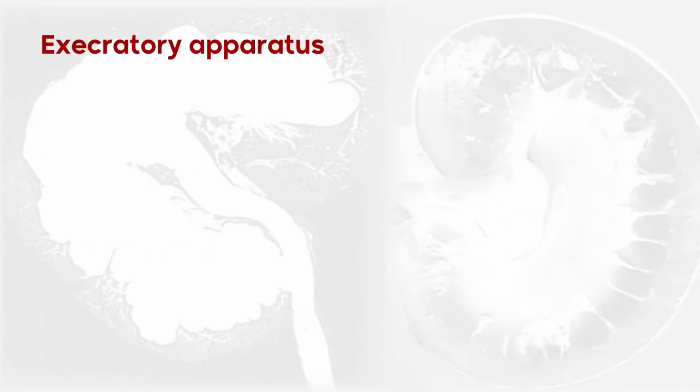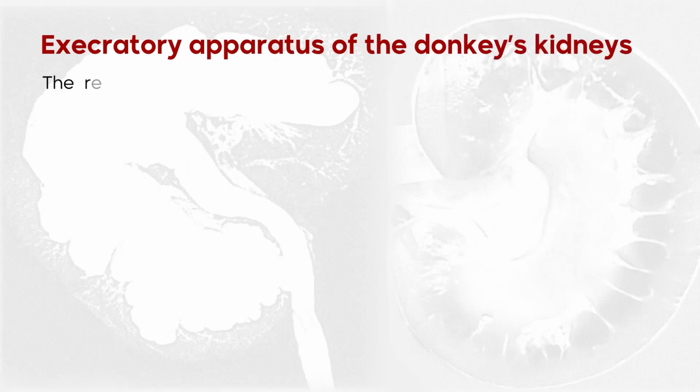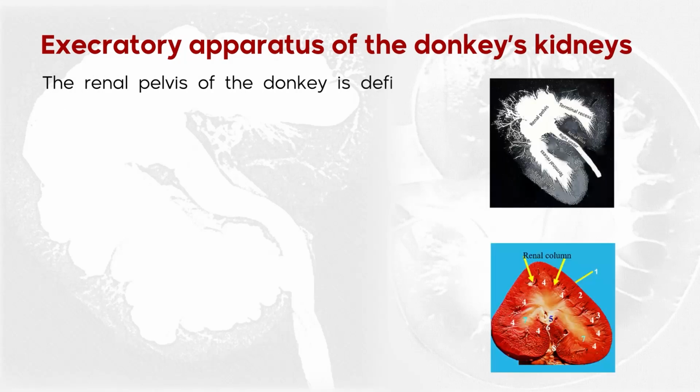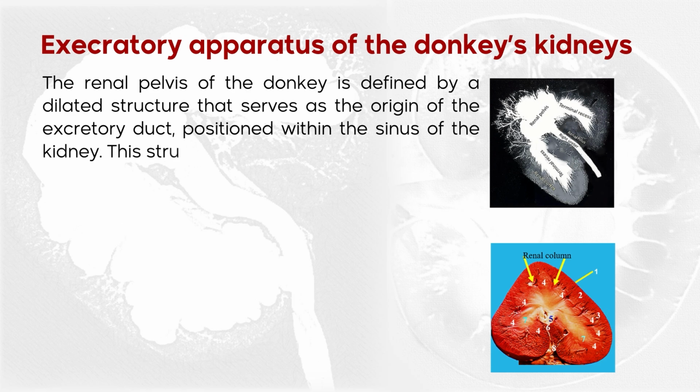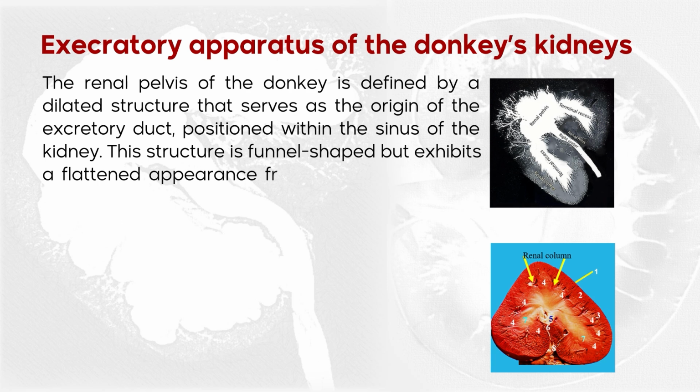Excretory apparatus of the donkey's kidneys. The renal pelvis of the donkey is defined by a dilated structure that serves as the origin of the excretory duct, positioned within the sinus of the kidney. This structure is funnel-shaped, but exhibits a flattened appearance from top to bottom.